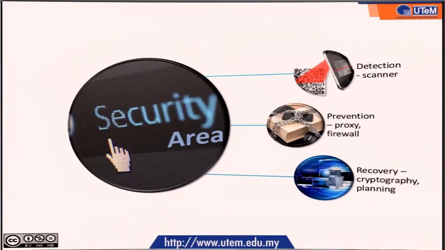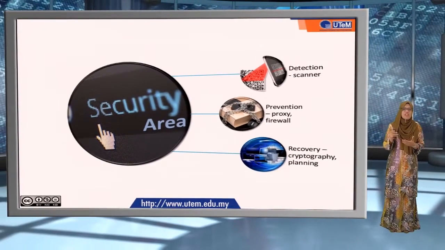Three main security areas which are important to protect the data or information are detection, prevention, and recovery. These concepts relate to the tools used. The first area uses scanners such as virus scanner, internet scanner, and web server scanner to make any detection. The prevention uses proxy and firewall as tools, and then the recovery uses cryptography techniques as proper planning to protect the data.